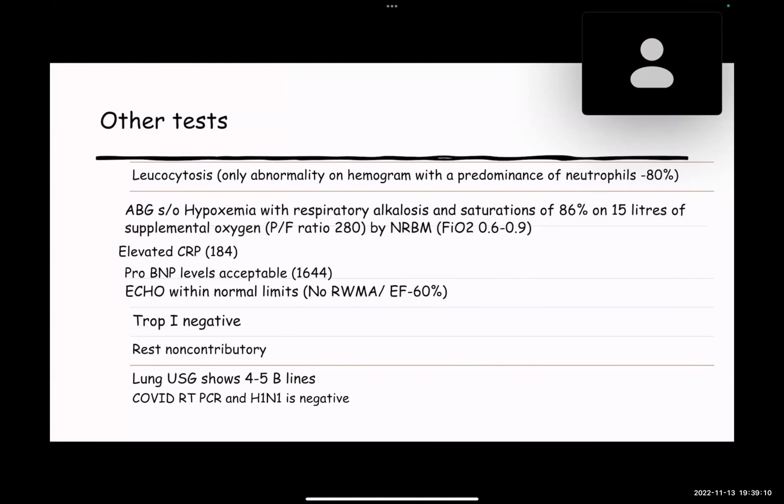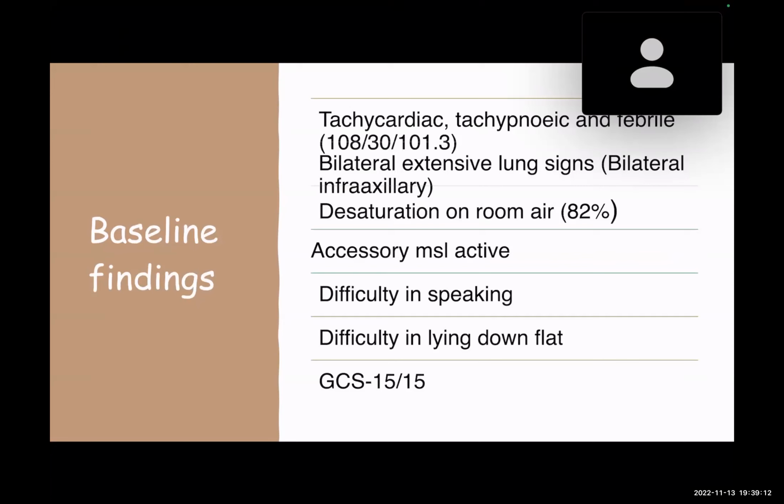Yeah, just go back, no? Just go back. Yes, sir. First slide.